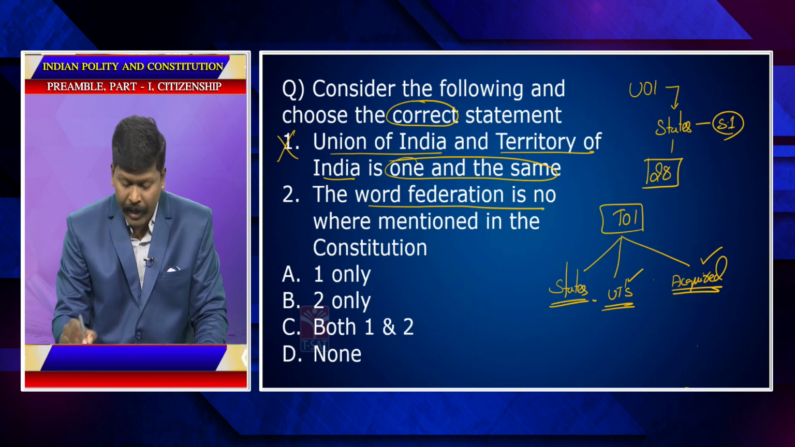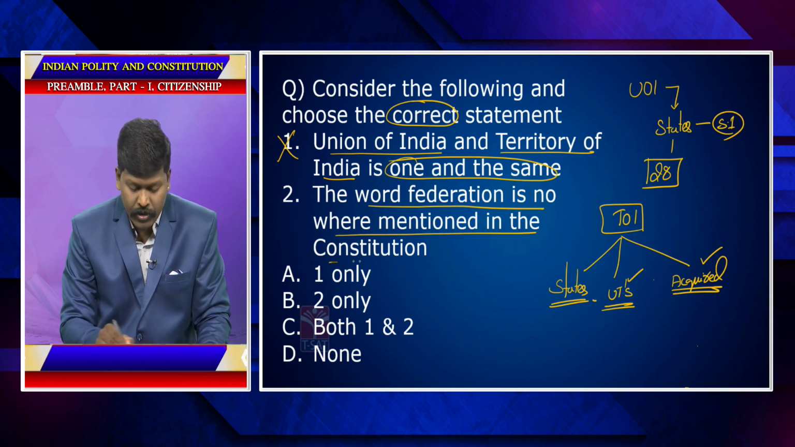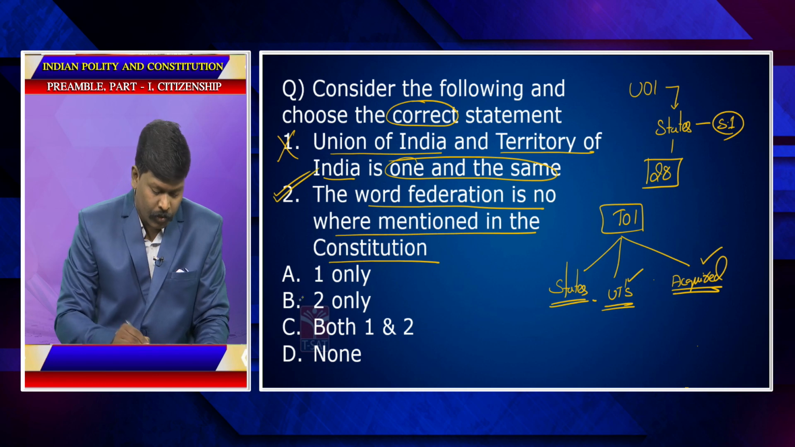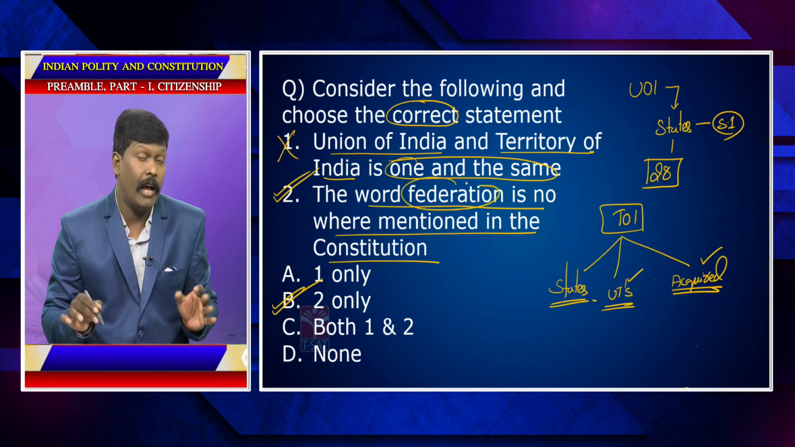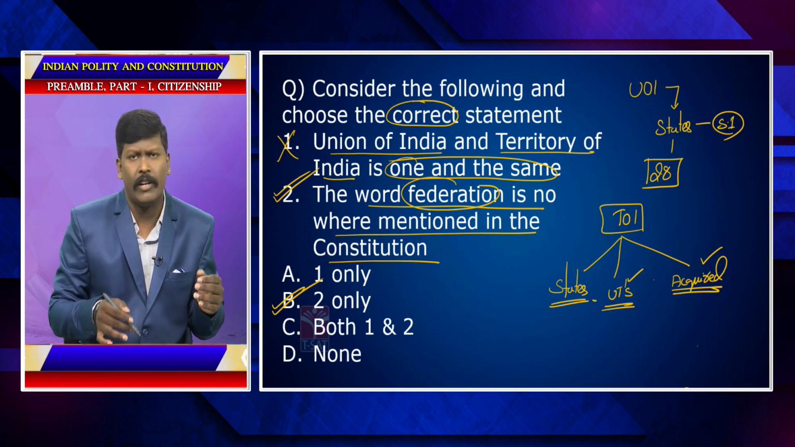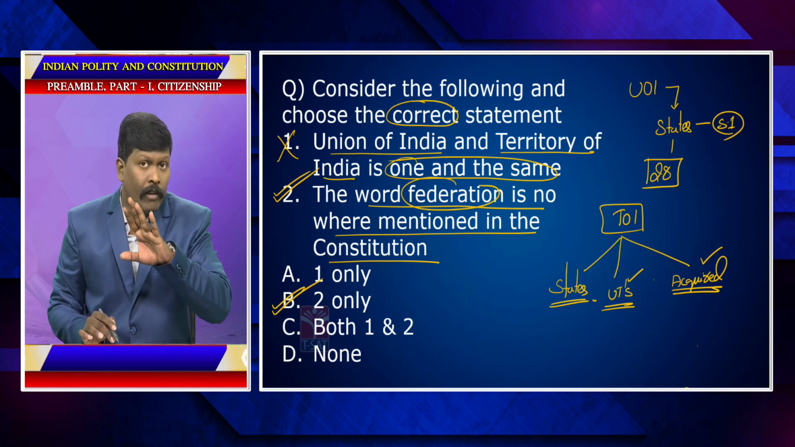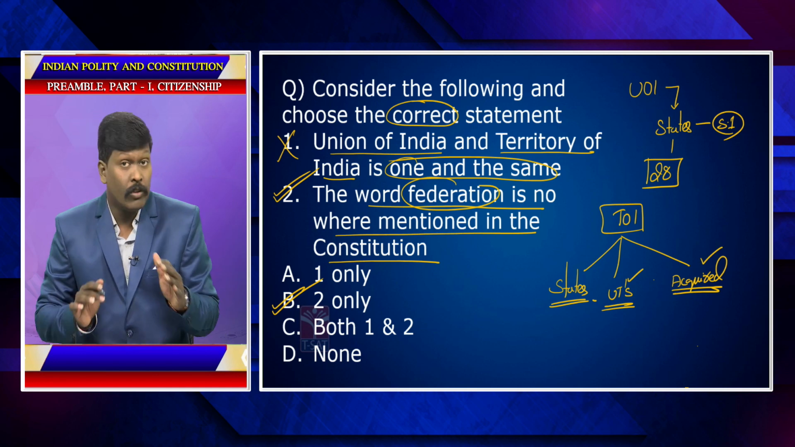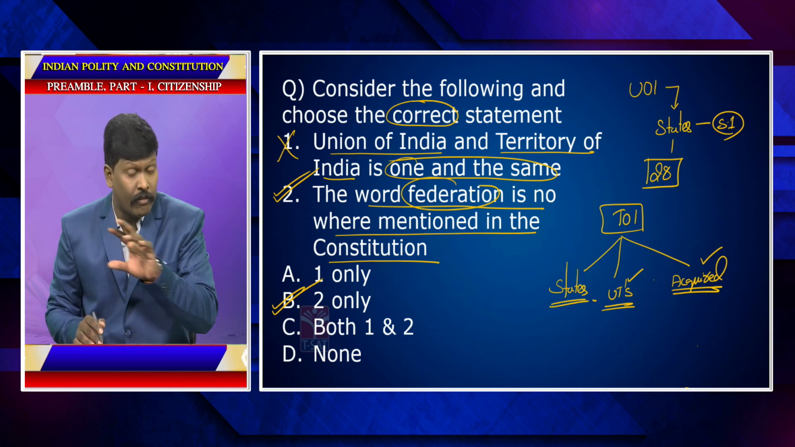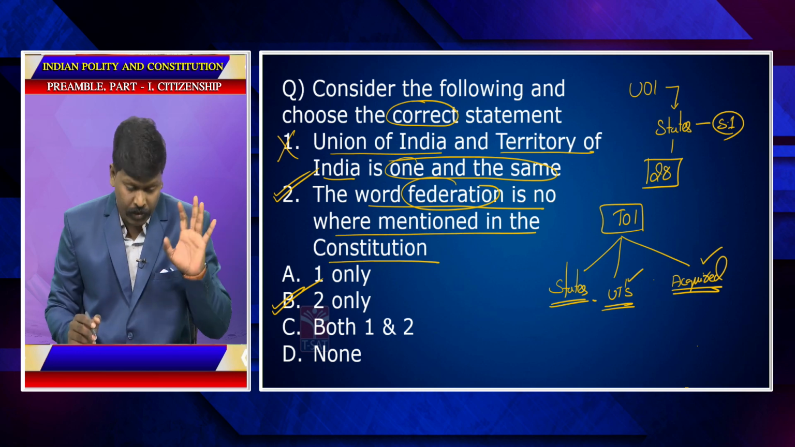The word federation is nowhere mentioned in the Constitution of India. Absolutely correct. So, the answer is B. India is a federal nation. Along with unitary features, India has federal features also. But the word federation is nowhere mentioned in the Constitution. Please note it. Okay. So try to understand this. Federation as a word is nowhere mentioned in the Constitution.